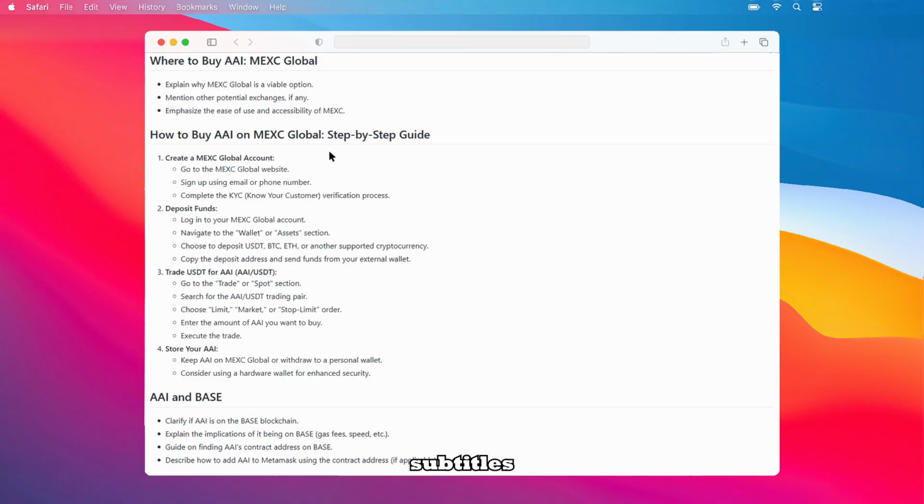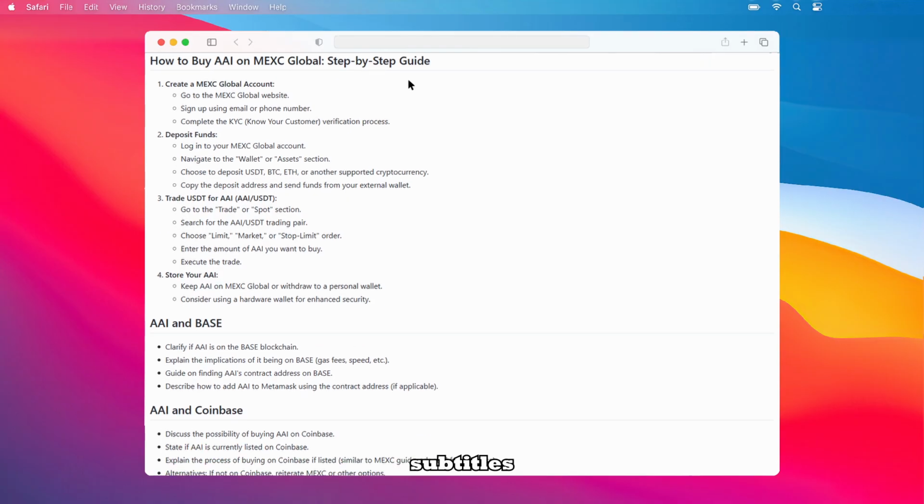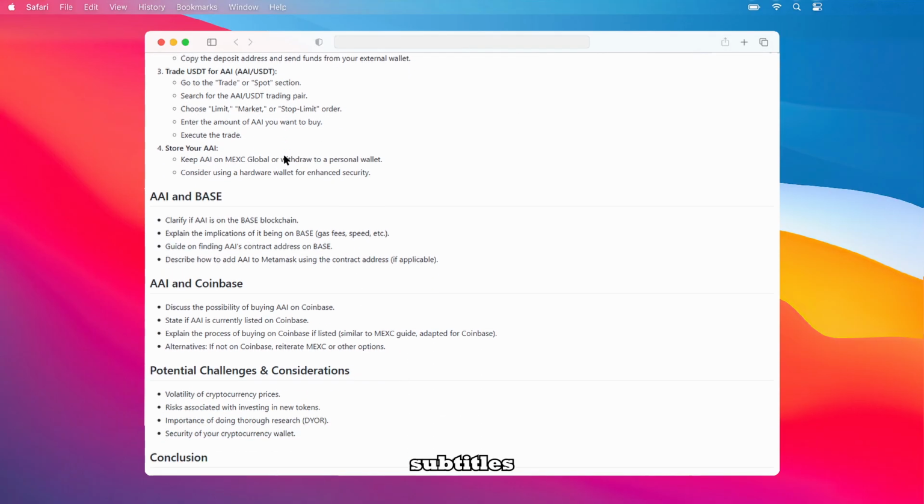With funds in your account, you can now trade USDT for AI. Go to the Trade or Spot section and search for the AI/USDT trading pair. You can then choose between a limit, market, or stop-limit order, enter the amount of AI you want to buy, and execute the trade. Finally, and very importantly, store your AI securely. You can keep it on MEXC Global for trading convenience, or withdraw it to a personal wallet, with hardware wallets offering enhanced security. Let's investigate if AI operates on the Base blockchain.